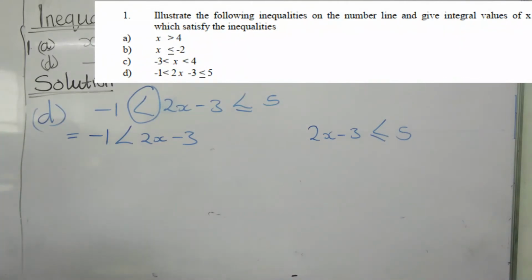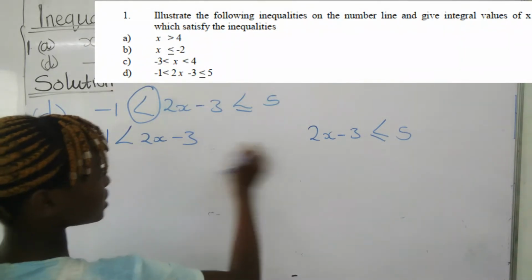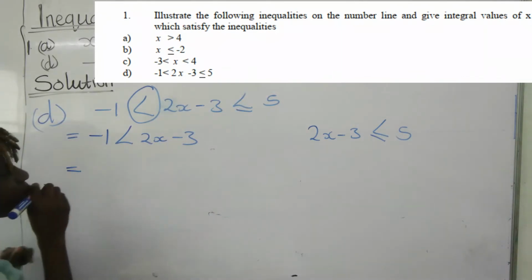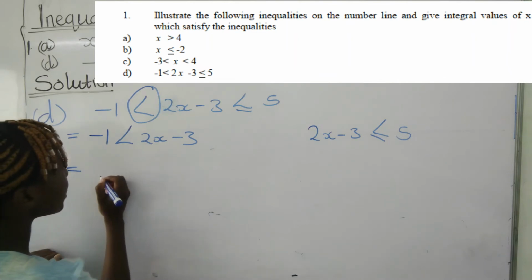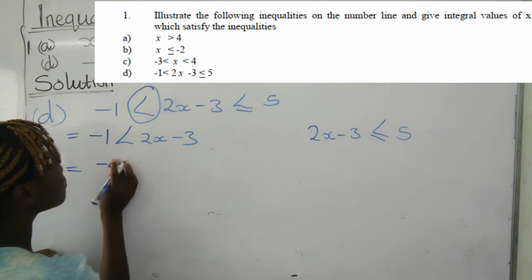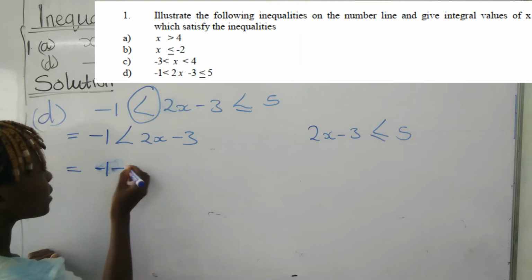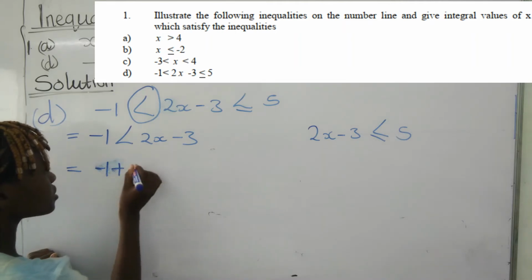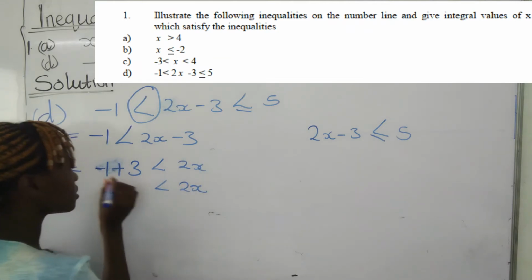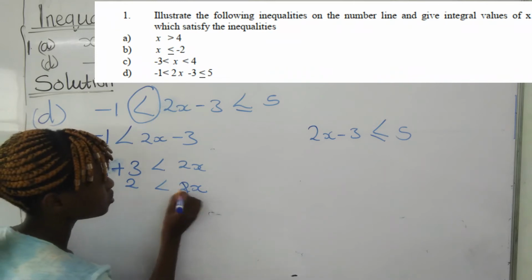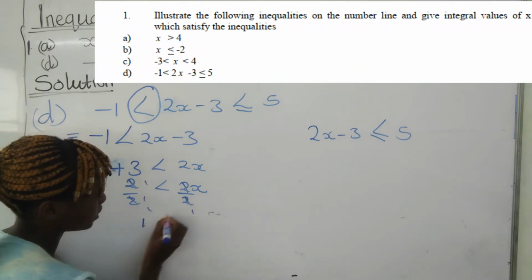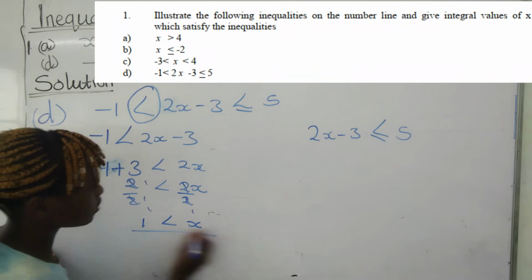Now we simplify. These ones are now in their simplest forms, but they need to be simplified. So for simplifying, minus 1, if this 3 moves here, it becomes positive 3, so 3 less than 2x. We simplify by dividing by 2, and it's going to be 1 less than x. Okay, so we leave it in this form.